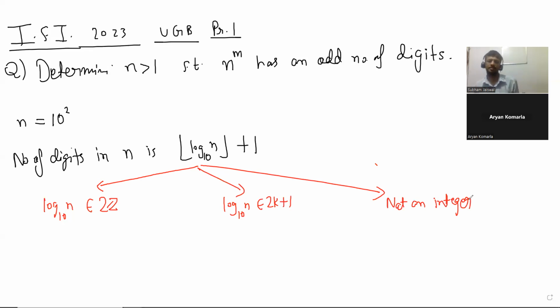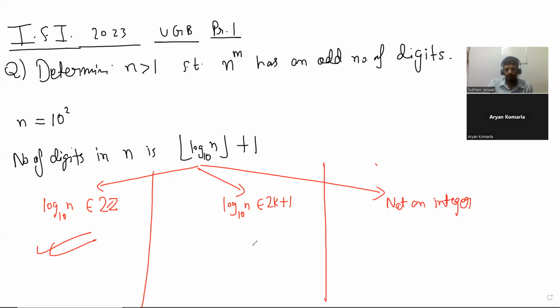When it's an even integer, then n to the power m has log base 10 equal to m times log base 10 of n, where m is any natural number. So everything inside the floor function is a natural number or integer, so we can remove the floor function and we get that the number of digits is always odd because it's of the form 2k plus 1. So that case is done.